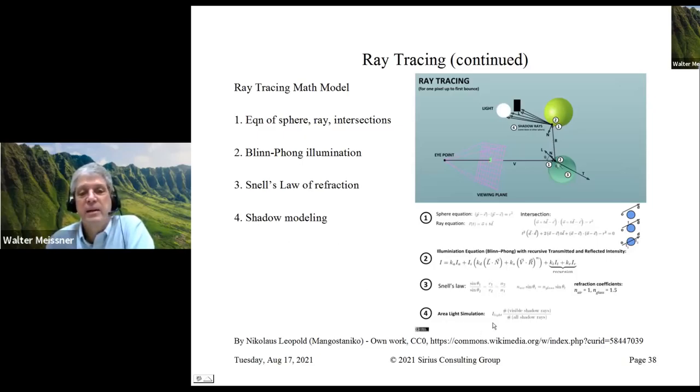And then finally, you have to do some kind of shadow modeling, and that's the fourth step here. And it's just the ratio of the visible rays to the shadow rays to figure out how much light hits the area.